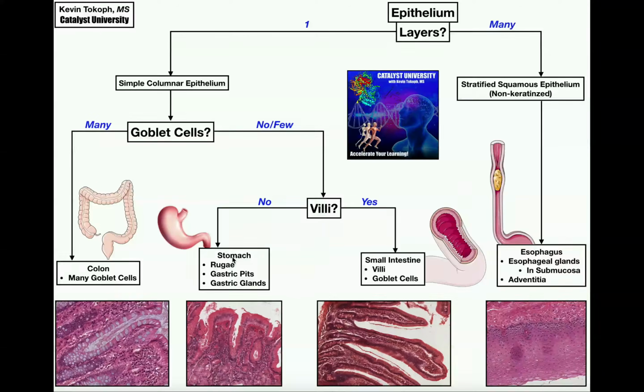But there are some other ways that we can also identify the stomach. The stomach is going to have rugae, and you'll be able to see the rugae if the image is zoomed out a lot. If it's not very magnified, you might be able to see rugae. And there are also gastric pits and gastric glands, which are not going to look like the villi of the small intestine. So let's take a look at the stomach.